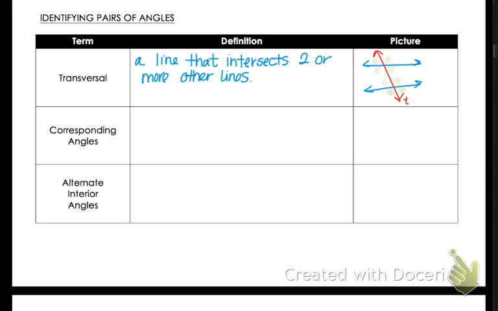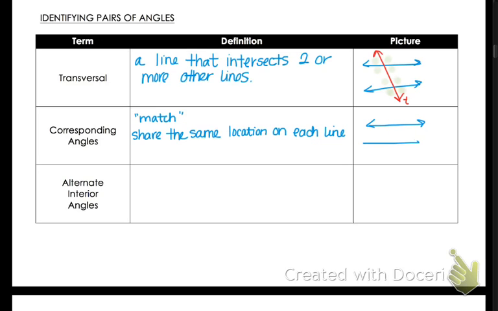So the first one is corresponding angles. The easiest way to think about it is that they match. They're going to share the same location on each line. And I'll show you what I mean by that. So there's going to be two lines crossed by a transversal. Let's look at a sketch of that. Here's two lines. Here's my transversal.